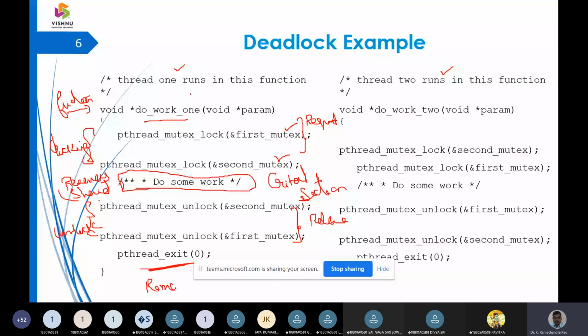In the remainder section, we have non-shareable objects. When we have some non-shareable objects, we say we are in a remainder section.